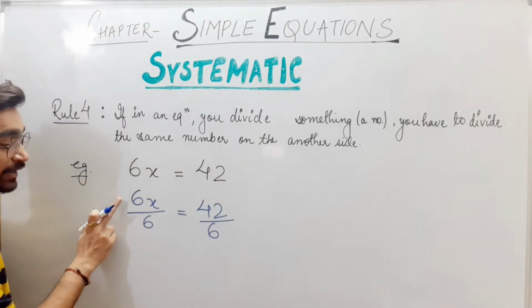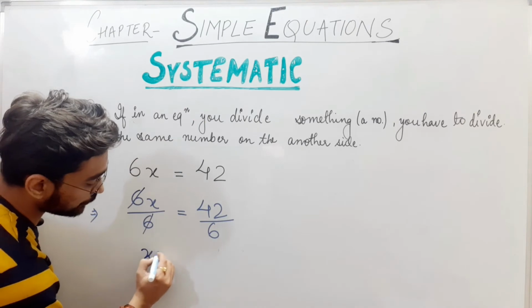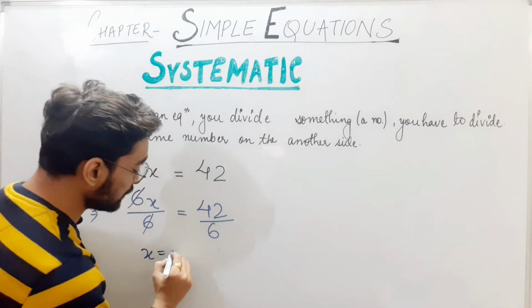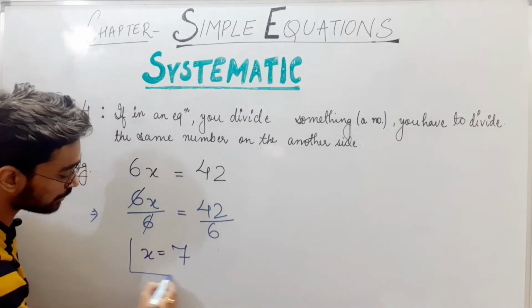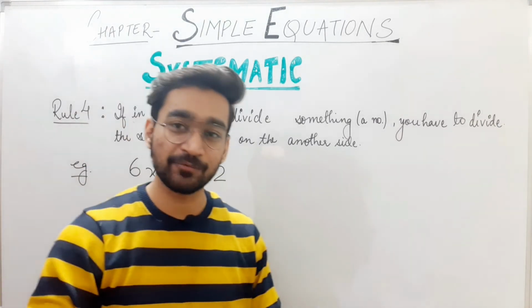So what we are doing here, 6 and 6 will be cancelled out, and x will be equal to 42 divided by 6, which will be 7 6s are 42. So the answer will be 7. So this is my rule number 4.